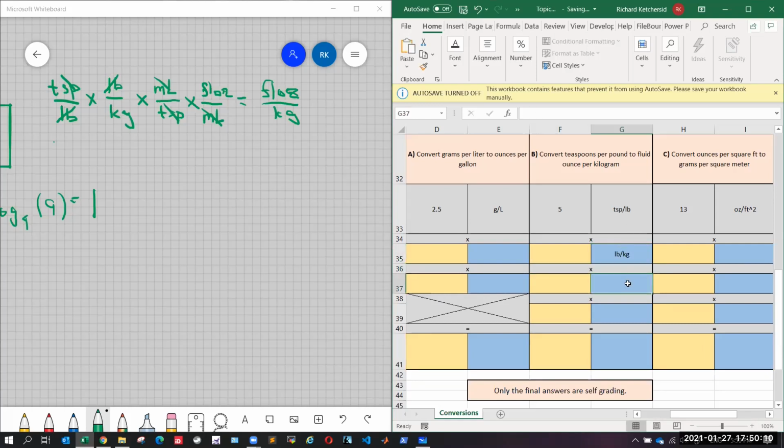And then the next thing I'm going to multiply by is ml per teaspoon, right? And then the next thing I'm going to multiply by is fluid ounces per ml, right? I'm just literally copying these things down. And the order doesn't matter, right? I could change the order in these.